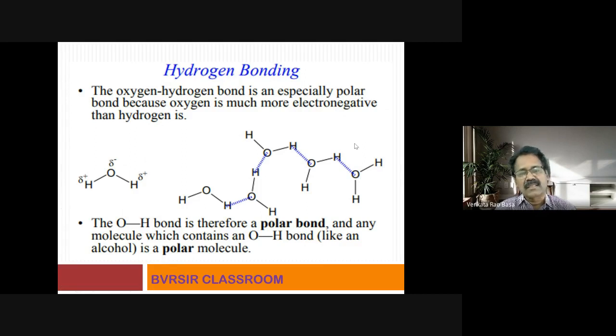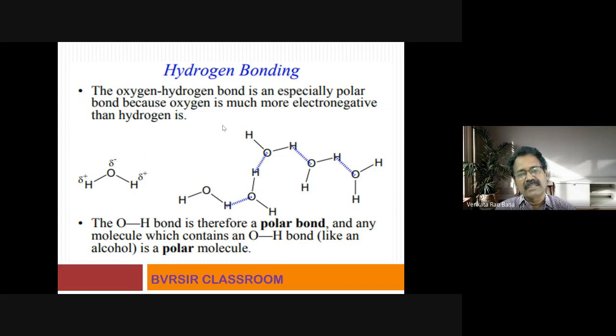As far as alcohols are concerned, they have some specific properties. What are those specific properties? High boiling points, high solubility in water, like that. These specific properties are due to hydrogen bonding. So hydrogen bonding plays a very, very important role in deciding the properties of alcohols. I'll explain how. The oxygen-hydrogen bond is an especially polar bond because oxygen is much more electronegative than hydrogen. There is a large electronegativity difference between hydrogen and oxygen.